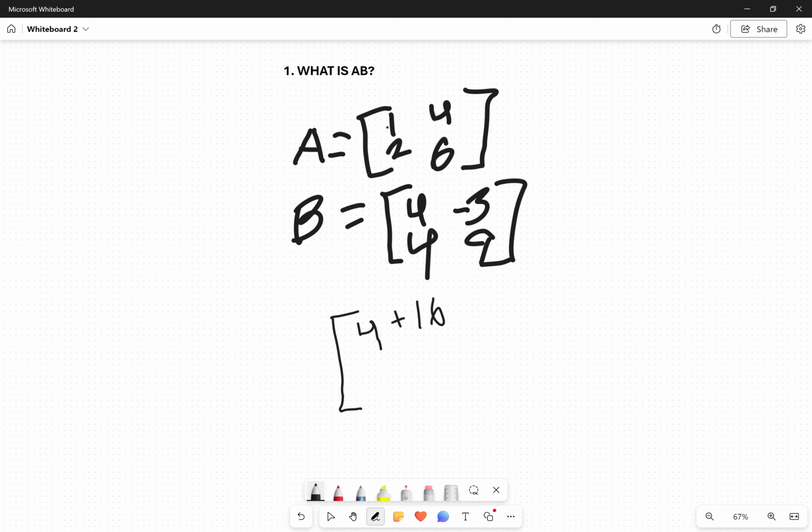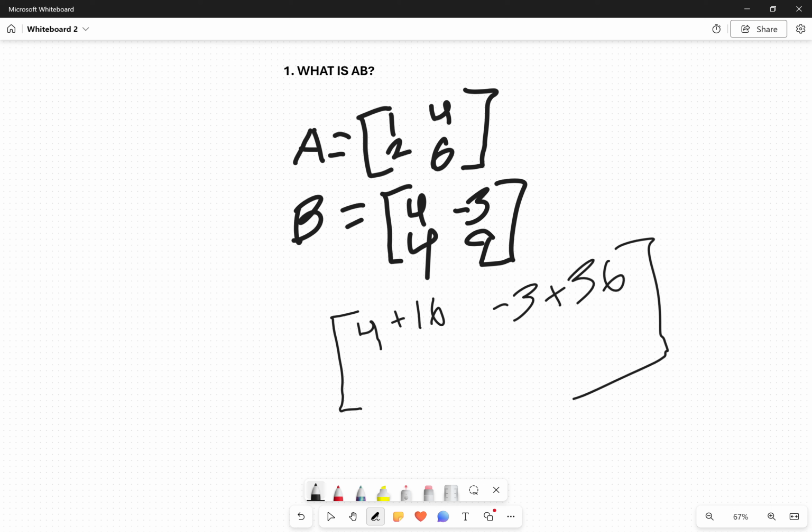Next, we're going to stick with this first row because there's two columns here, so we've got to do two things with this first row. And so we go 1 times negative 3. Well, 1 times negative 3 is negative 3. And we go 4 times 9. 4 times 9 is 36. Okay. And that is all the numbers in the first row. So we're done with this first row here.